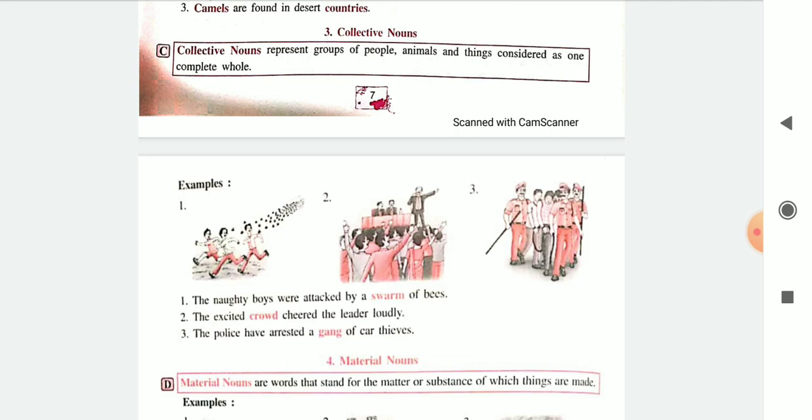Swarm of bees, bunch of grapes, pile of books, bundle of sticks. All these are collective nouns which we have done in the 5th grade also. So please try and recollect your collective nouns. I hope you have understood.